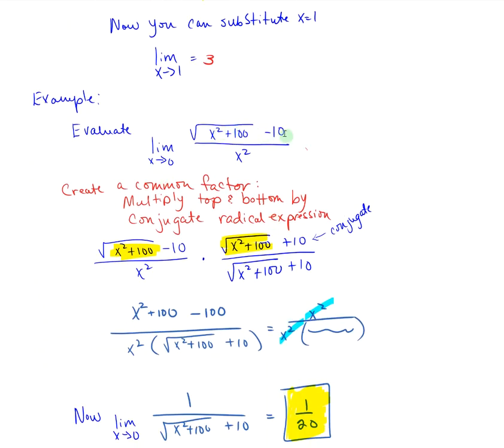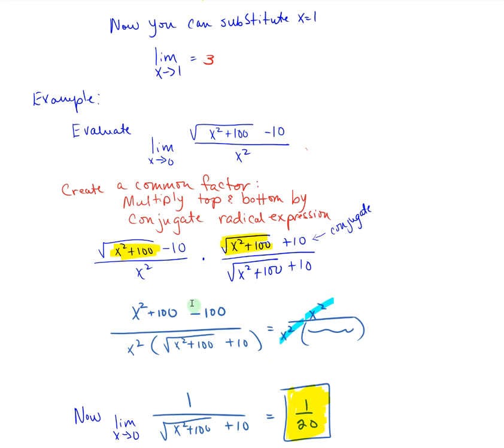If we have something like this, one thing you want to look at: we can't plug in 0, obviously, so we can't direct substitute. The factoring is not going to help us. But if we create a common factor by multiplying the top and bottom by the conjugate of the radical expression, so here's our radical expression, and a conjugate is you write the same function but change the sign, that's going to help us get rid of things.